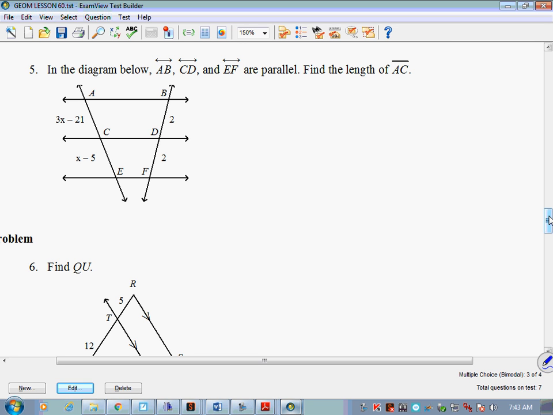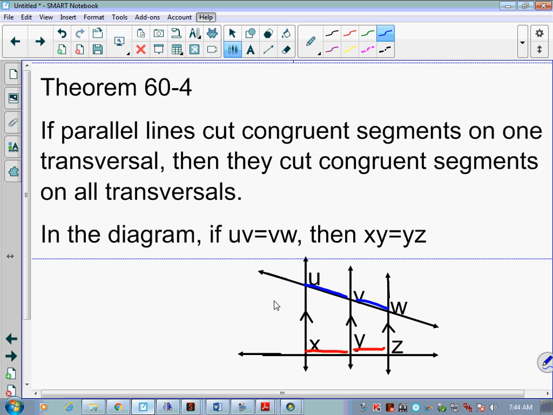All right, in the diagram, AB, line CD, line EF are all parallel. We want to find the length of AC. Notice this, that those are equal to each other. That is why what we're going to end up doing, you could set this up as a proportion, but I think if you go back and look at that last note, if parallel lines cut congruent segments on one transversal, then they cut congruent segments on all transversals. If UV equals VW, then XY equals YZ.